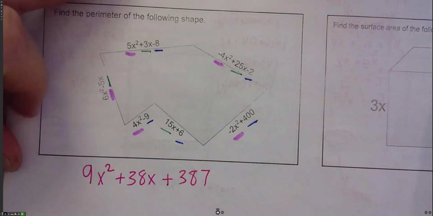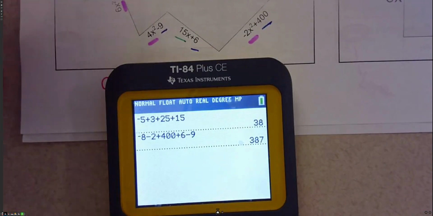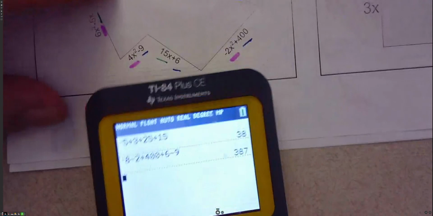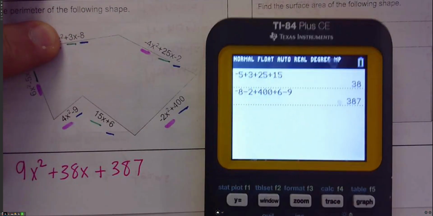Look, the negative 8 plus negative... Wait, it's 400 minus 10 and then... So let me do it again. So I got negative 8. Negative 9. I've not seen the negative 9.